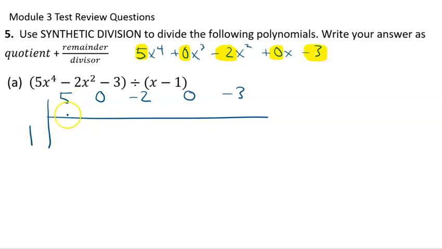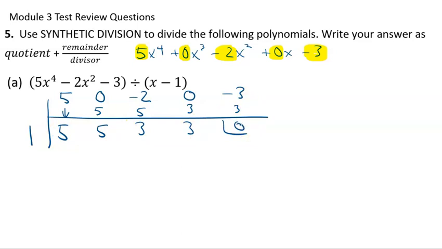Okay. Now, the 5 first in line comes straight down. And then I multiply 1 times 5 is 5, and that goes into the next column, and I add down. 0 plus 5 is 5. Multiply 1 times 5 is 5. Negative 2 plus 5 is 3. 1 times 3 is 3. 0 plus 3 is 3. 1 times 3 is 3. Negative 3 plus 3 is 0. So this has a remainder 0.